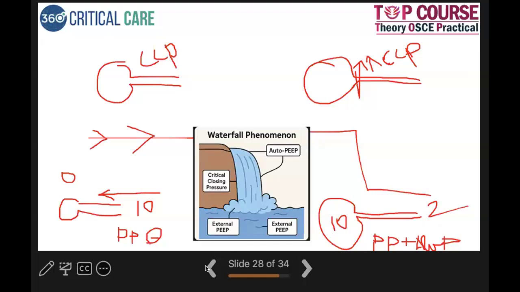So when you keep the extrinsic PEEP a little bit higher, the patient can overcome the auto PEEP better compared to the lower PEEP, so that the effort of breathing improves. That is why we keep external PEEP. So external PEEP is not a complete solution for the auto PEEP. It is just going to help the patient match the pressures and breathe adequately, so that eventually the pressure equalizes and the auto PEEP comes down. That is the ideology here.